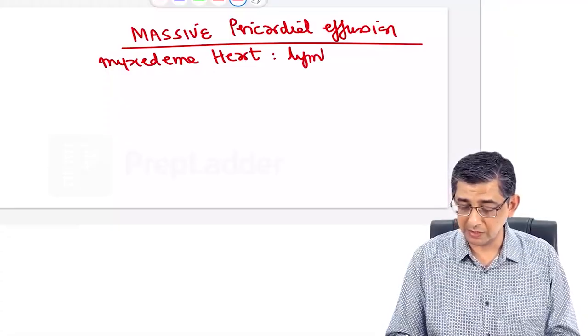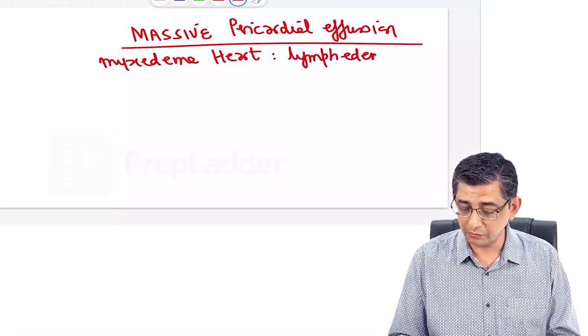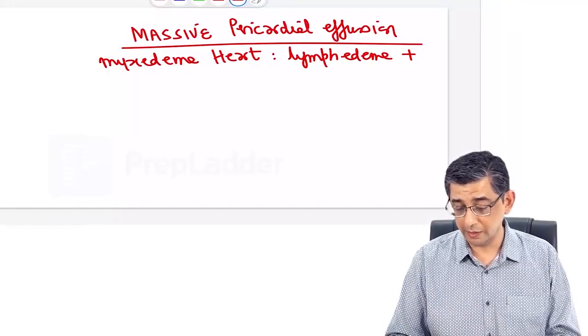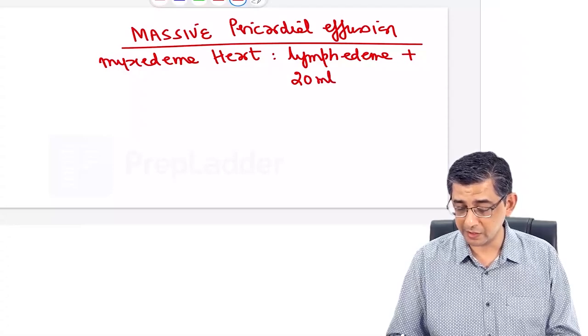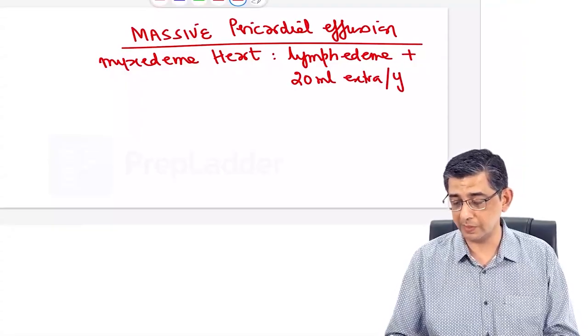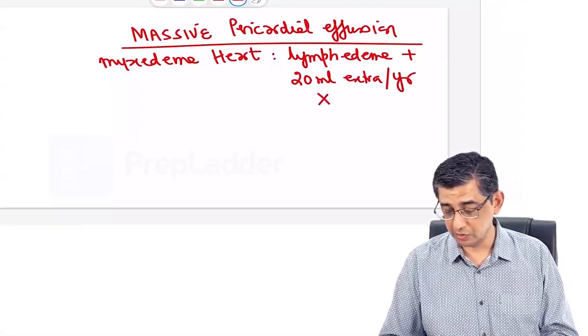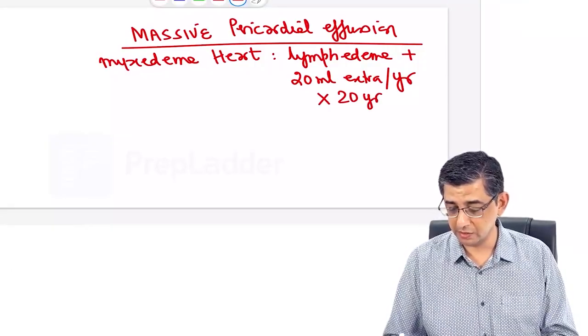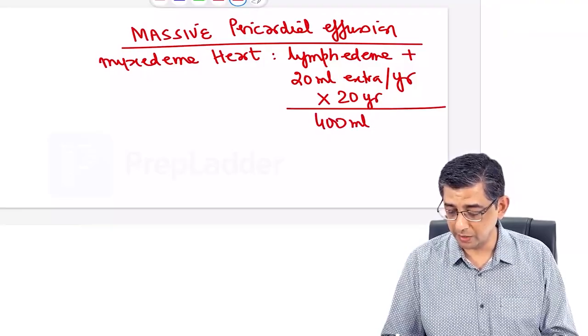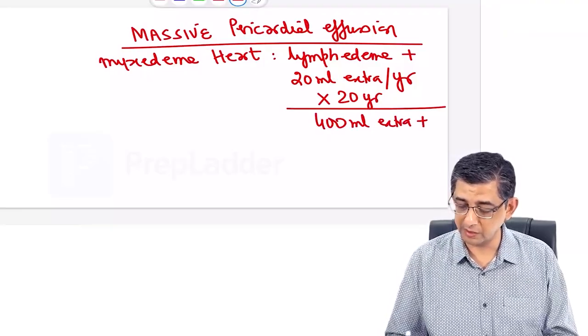When you say the word mixed edema, it's actually a lymphedema only, na? So fluid accumulation is occurring around the heart, but it is lymphatic fluid. Now let me say about 20 ml extra lymphatic fluid is accumulating around the heart of this person per year. So if the person does not take treatment for the next 20 years, this 20 into 20 would mean about 400 ml extra lymphatic fluid outside the heart.